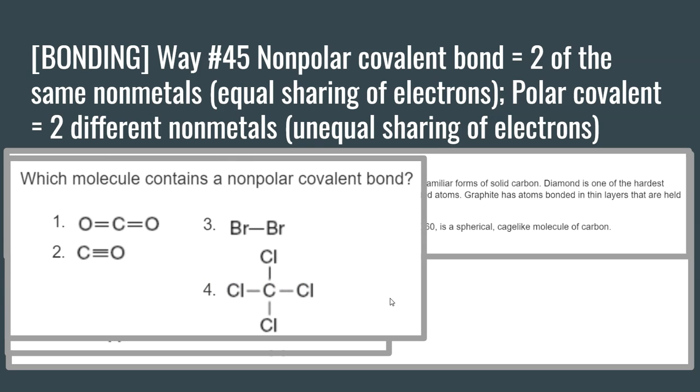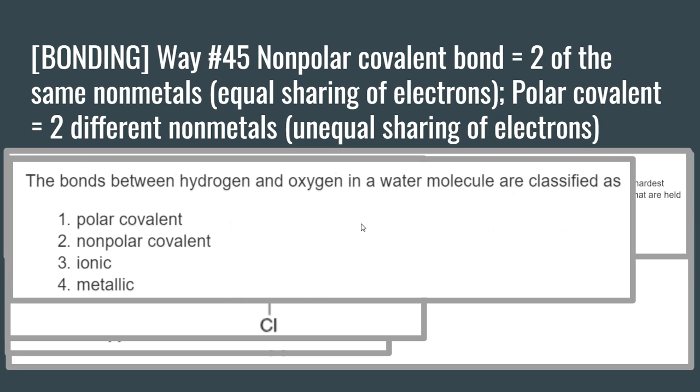Which molecule contains a nonpolar covalent bond? Again, when you see nonpolar covalent, same nonmetal, each sharing the same electrons. So the only answer choice that features that is answer choice 3. The bonds between hydrogen and oxygen in a water molecule are classified as... Note that hydrogen and oxygen are both nonmetals, and whenever we have two different nonmetals bonding, we're going to have a polar covalent molecule. So the answer choice is 1.